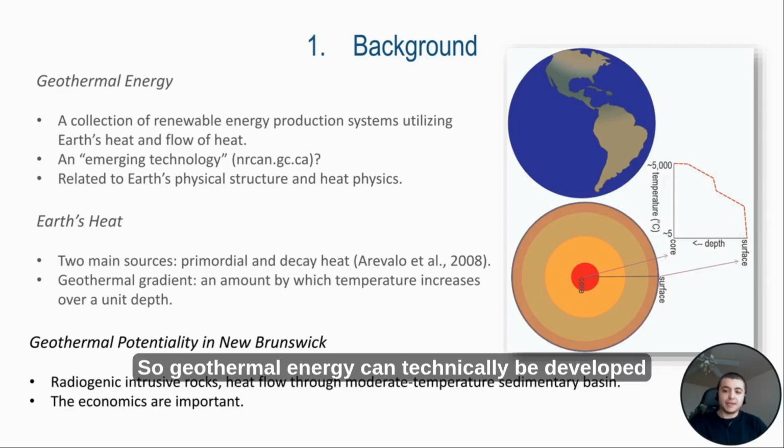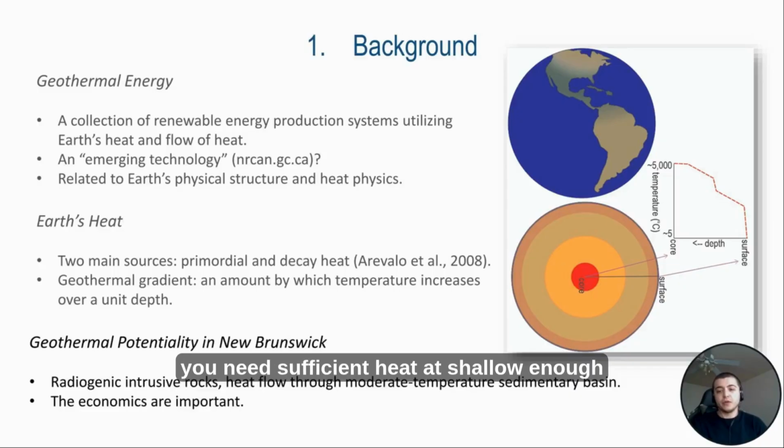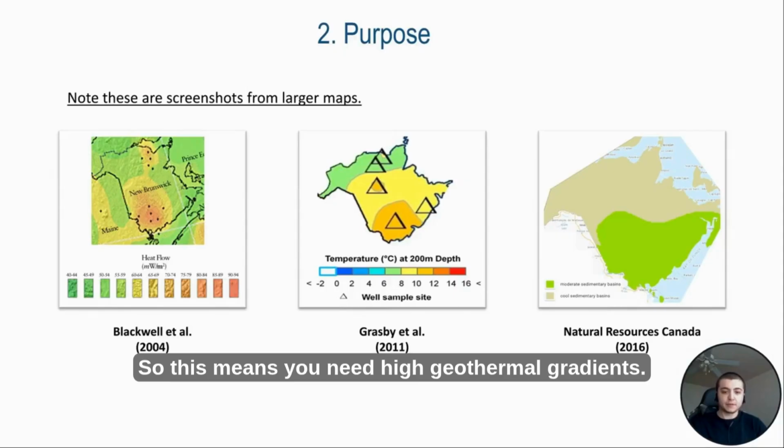So geothermal energy can technically be developed anywhere, but in order to be economical, you need sufficient heat at shallow enough depths to minimize costs associated with geothermal development. This means you need high geothermal gradients. Which brings us to the purpose of this inquiry, which in the simplest terms was meant to determine geothermal gradients throughout as much of New Brunswick as possible.